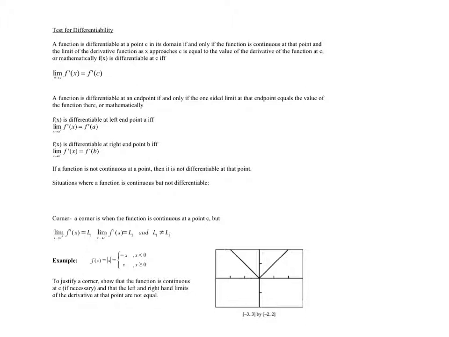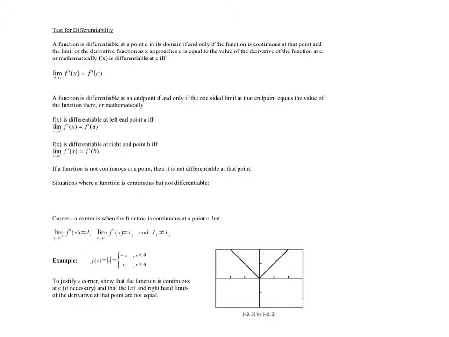A function is differentiable at a point C in its domain if and only if the function is continuous at that point and the limit of the derivative of the function as x approaches C is equal to the value of the derivative of the function at C, or basically this. Right? I mean, it's a lot of textbook jargon. That's really just saying that the limit of the derivative of the function exists at a particular point, right? And it's equal to whatever the evaluated function is at that point.